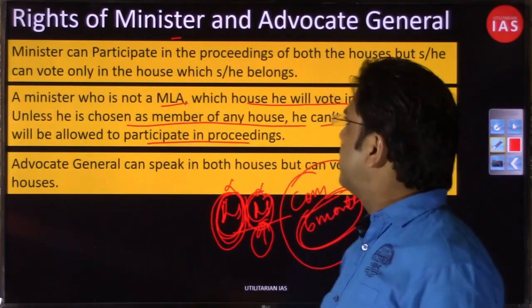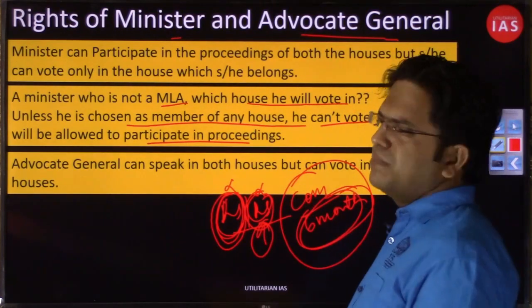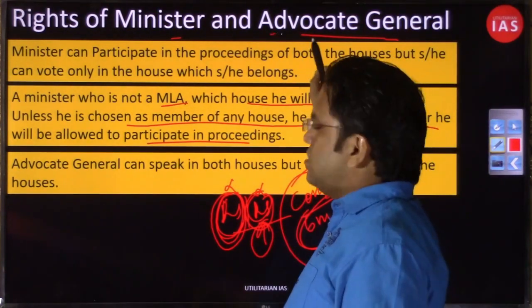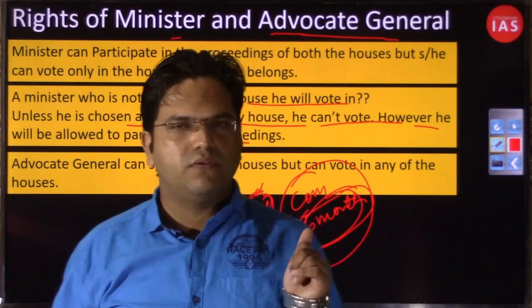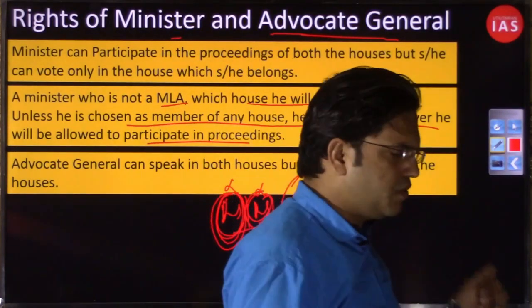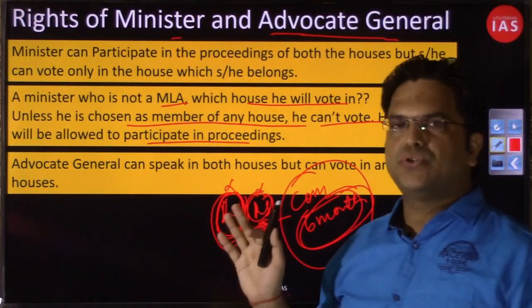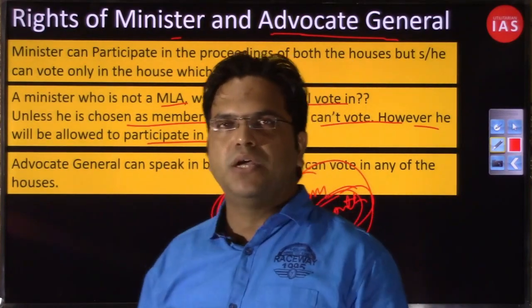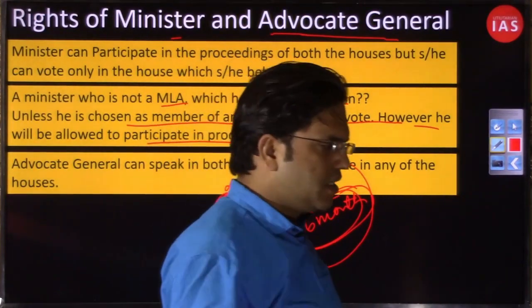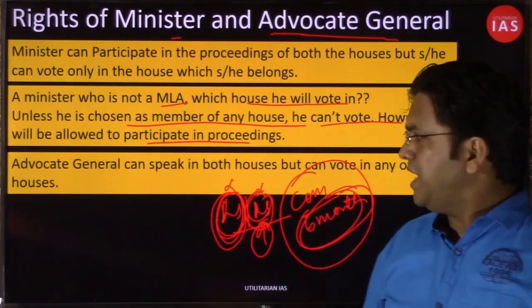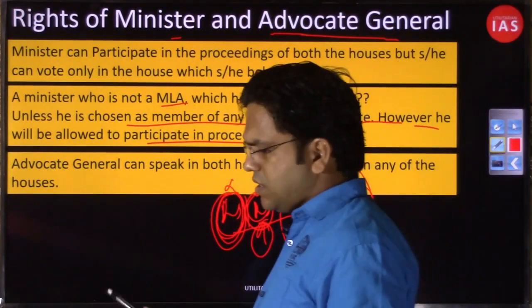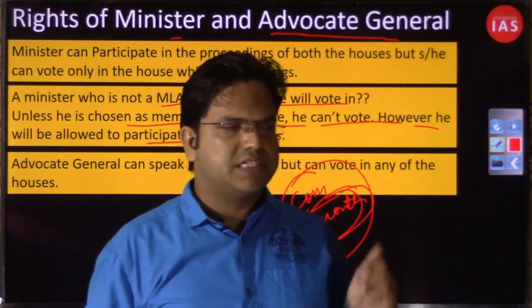What about the rights of the Advocate General? Why have we put this up separately? Because the Advocate General is not part of any of these houses. Means he is not a member; actually, saying not part would be a wrong statement. He is not a member of the legislative assembly or legislative council. Yet there may be, because he is the legal counsel, head of legal counsel of the state government.